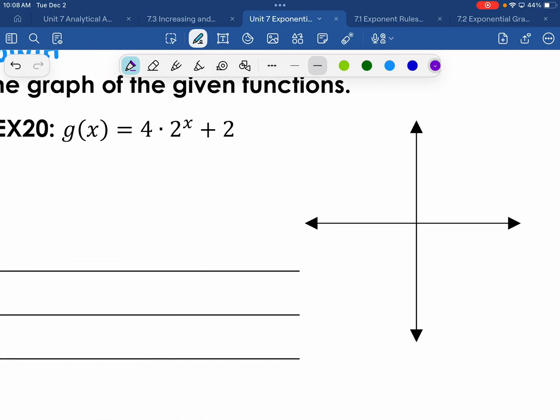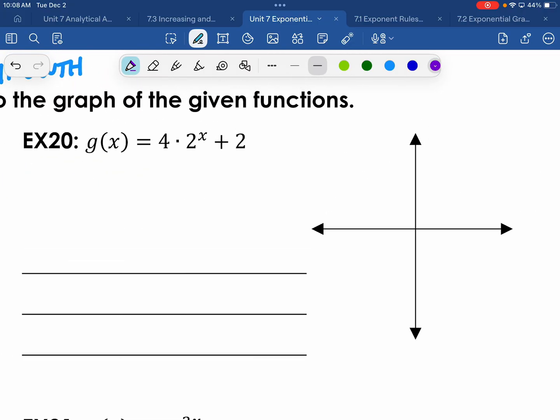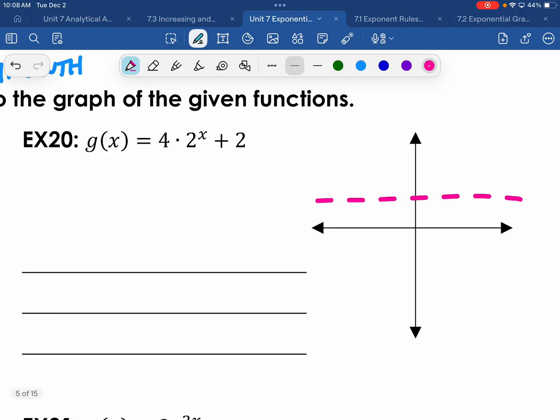Okay, so let's look at 20. On 20, where is my horizontal asymptote going to be? At 2. Because of the up 2 shift right there, which I'm going to write here. All right, so that plus 2, that is your horizontal asymptote. It got shifted up 2. Normally it's at 0, but it's getting shifted up 2.